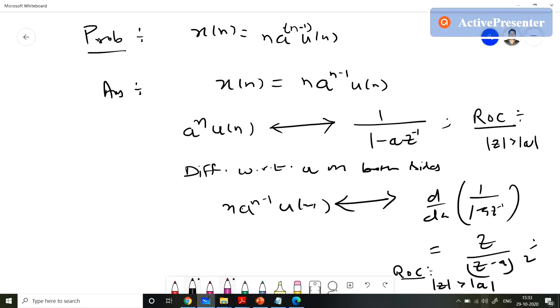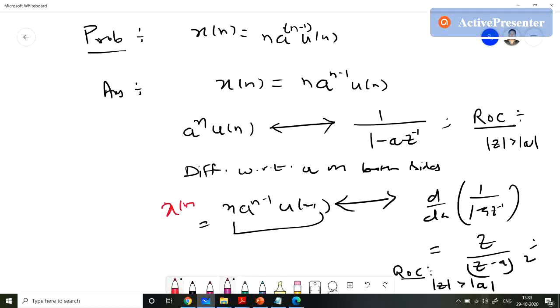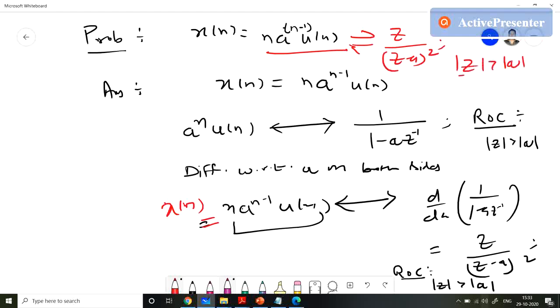So we can apply simple mathematical tools to find the z transform of these types of signals. The z transform of n a raised to the power n minus 1 u[n] is nothing but z divided by z minus a whole square, and the ROC will remain the same. This is the ROC of a raised to the power n u[n], that is modulus of z greater than modulus of a, and the same ROC we are getting here.